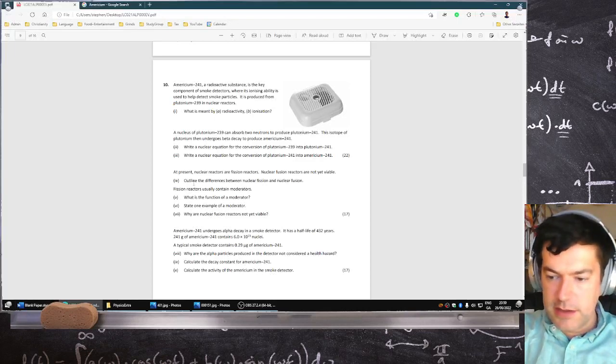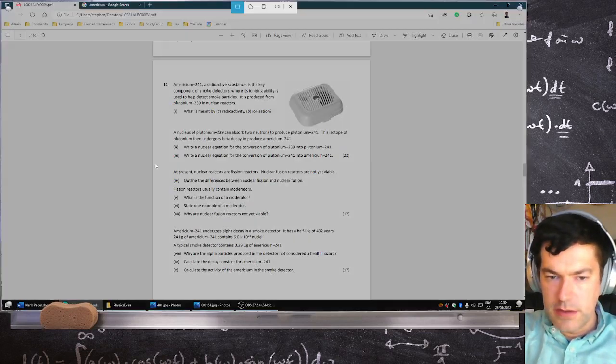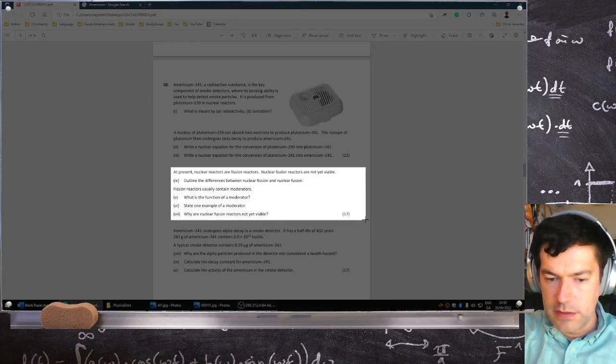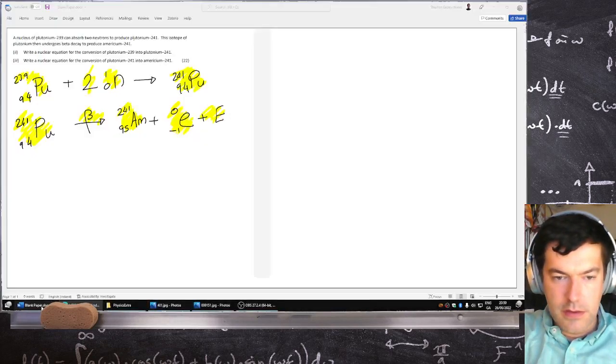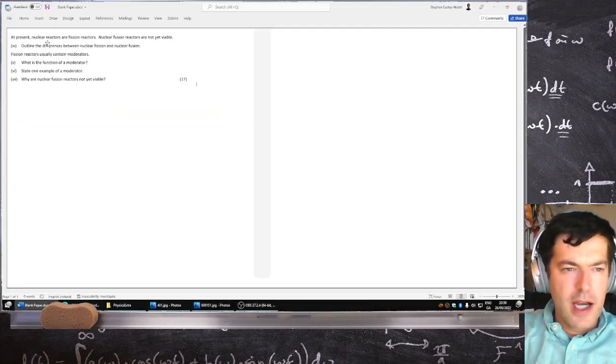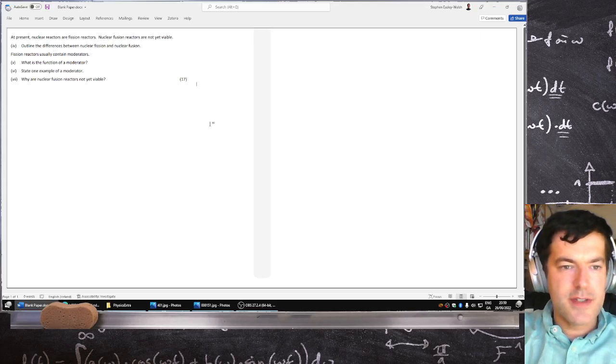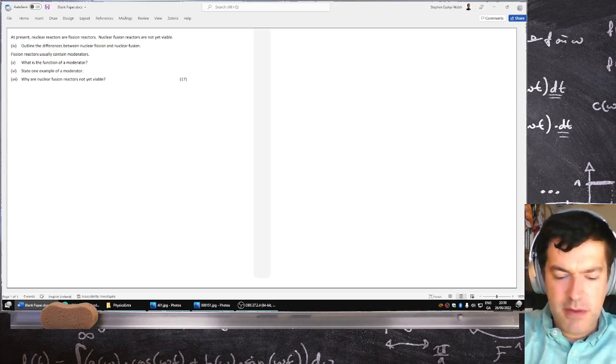The third part. At present, nuclear reactors are fission reactors. Nuclear fusion reactors are not yet viable. Outlining the difference between nuclear fission and fusion. I'm not sure how many we have to state.